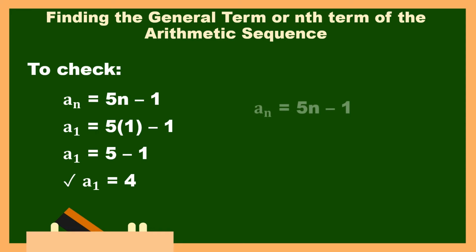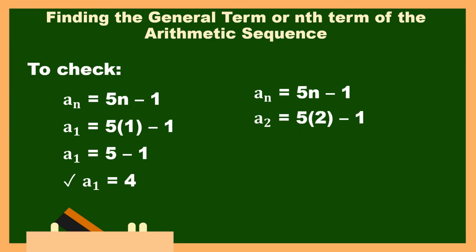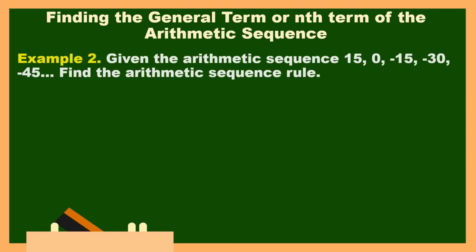At para naman sa ating second term, lahat ng n doon sa ating nabuong arithmetic sequence rule ay papalitan natin ng 2. Kaya siya magiging a sub 2 equals 5 times 2 minus 1. Then multiply, 5 times 2 is equal to 10 minus 1. Then subtract, 10 minus 1 is equal to 9. Kaya ang value ng ating second term ay 9. And as you can see, ang ating first term at second term ay nagmatch doon sa ating given arithmetic sequence. Let us have another example.